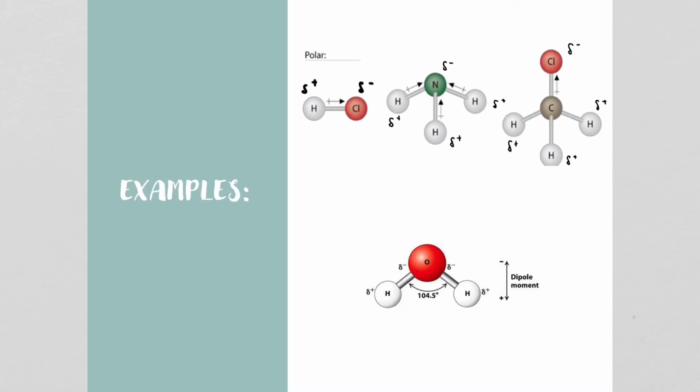So you can see that they're not symmetrical. You can't fold this in half and have the same thing overlap. This one here, ammonia, has a lone pair of electrons. So that's why this one would look the way it is. The shape is determined by those lone pairs of electrons, and it's asymmetrical.